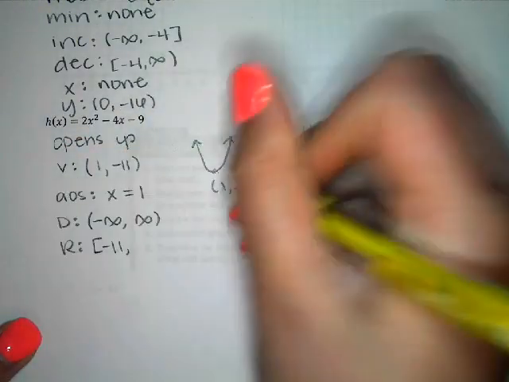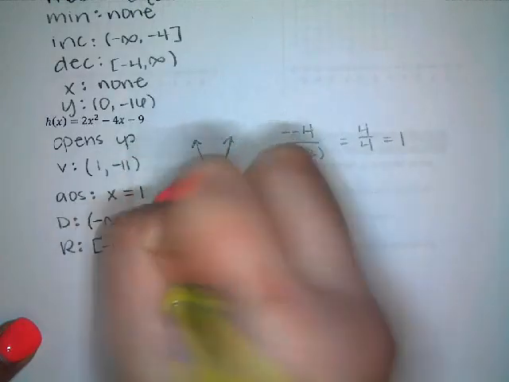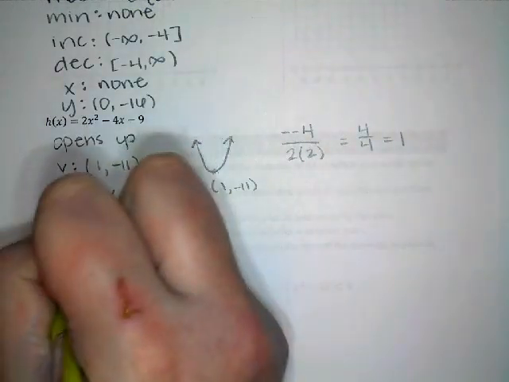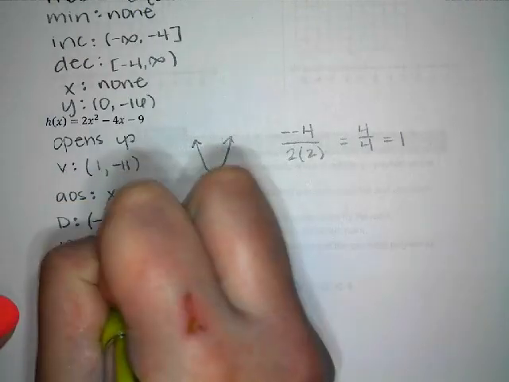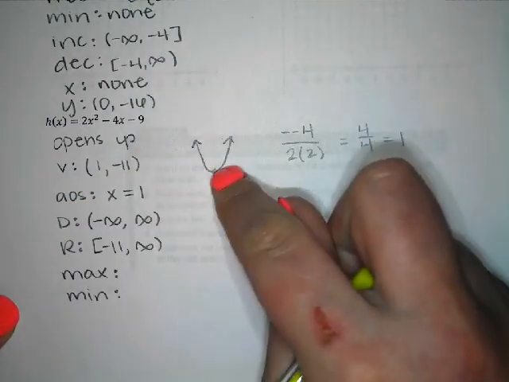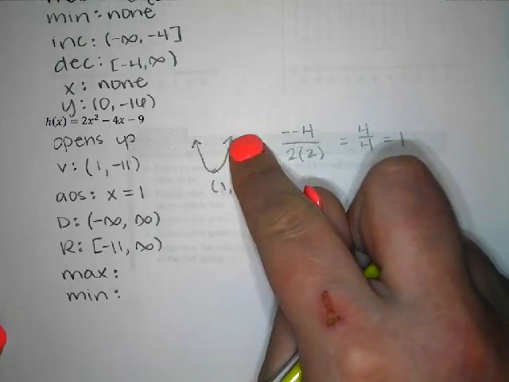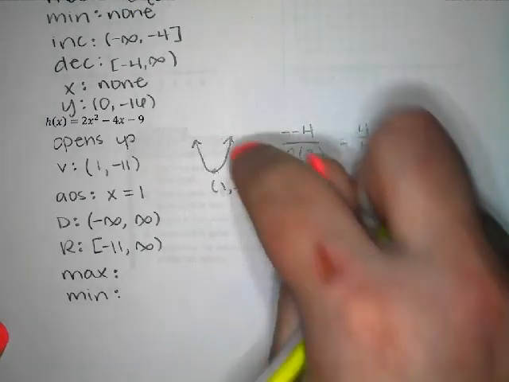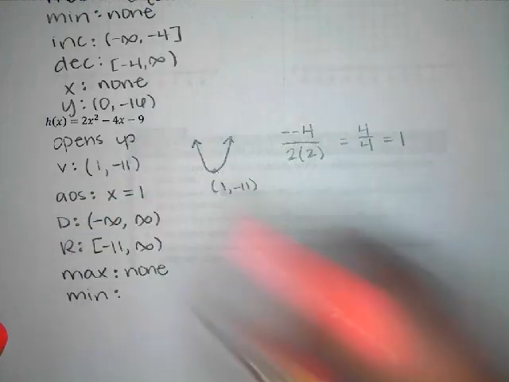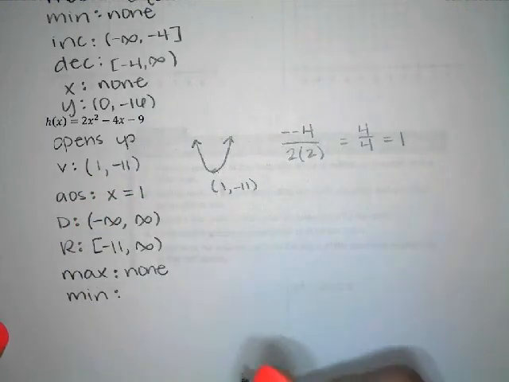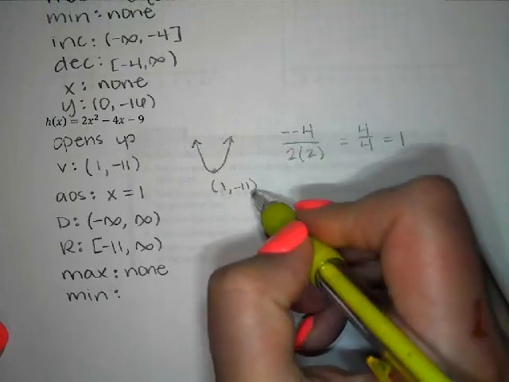Max, min. So this time the graph is not going to have a maximum value, and that's because there's just arrows there, so I can't say any specific value. There's always a bigger number that I could say. The minimum value is negative 11, and that negative 11 happens at x equals 1.